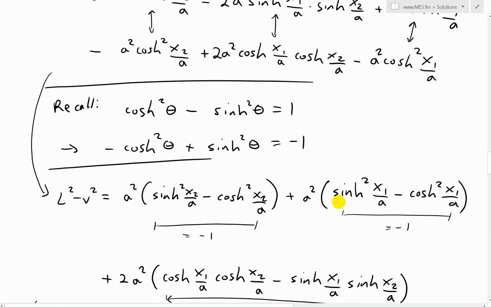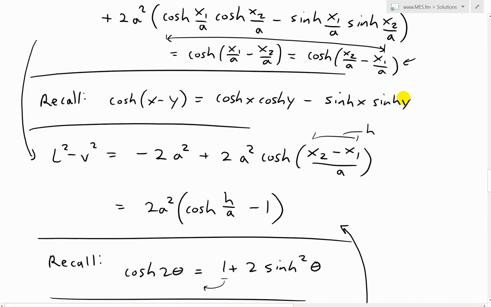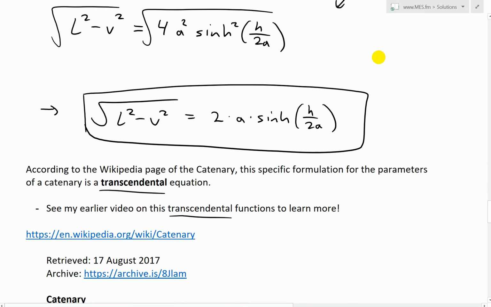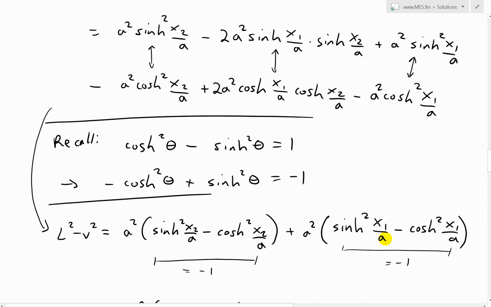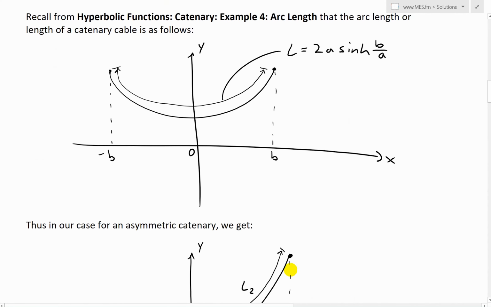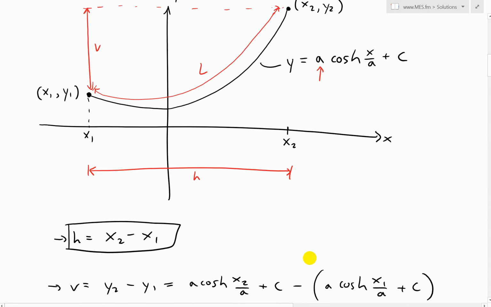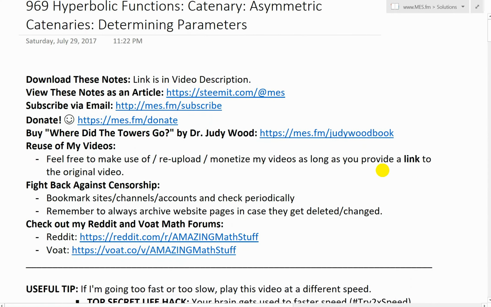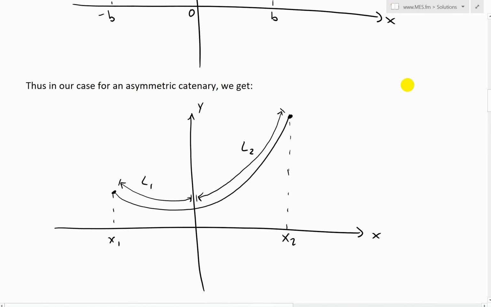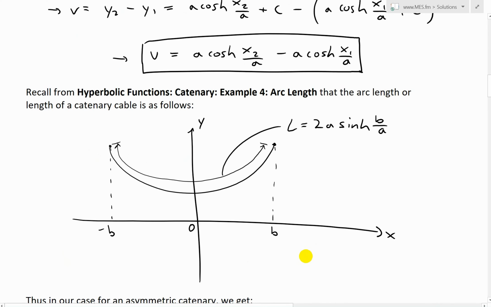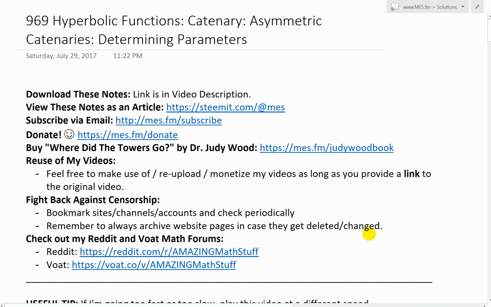Hopefully you followed along, but notice all this extensive algebra, manipulation, and trigonometric identities, and we finally get this nice, neat little package there. Again, it's a transcendental equation. You can't use basic functions to write it, so you've got to do some numerical approximations to obtain those values. And again, as I explained, L equals 2a sinh b over a. Very interesting.